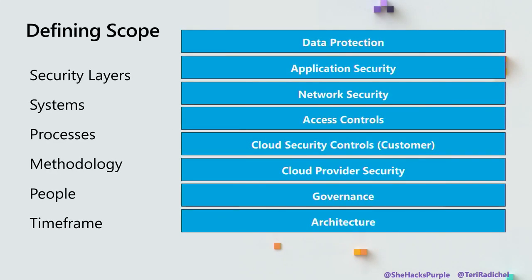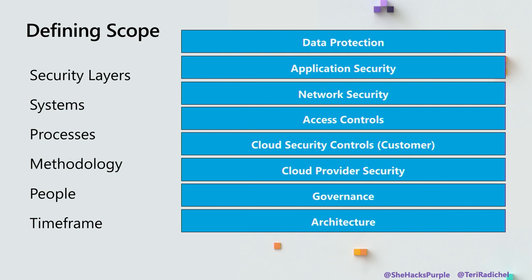Okay, so defining scope. So the first thing you do with an assessment is you define the scope. And the reason you define the scope, if you're doing this for a customer, you define the scope so you could tell them, you're not testing things or touching things that are out of scope. But the other reason is you can show what was tested and what was not tested, what you looked at and what you didn't. And so there's a number of things that can go into defining scope. For example, your data protection, application security, network security, access controls. So those are all kind of standard security things that you can look at, right?